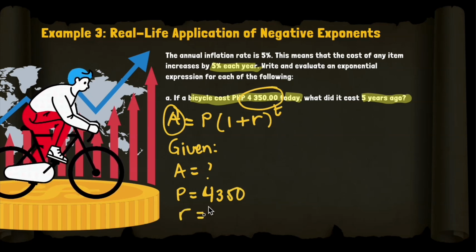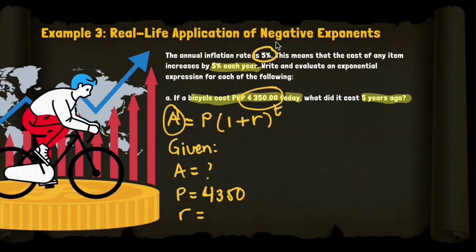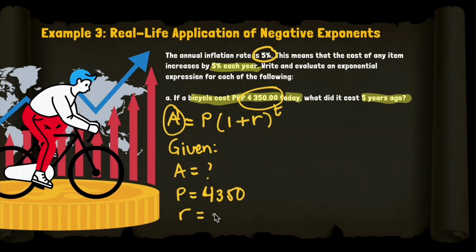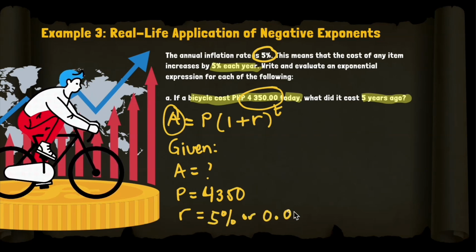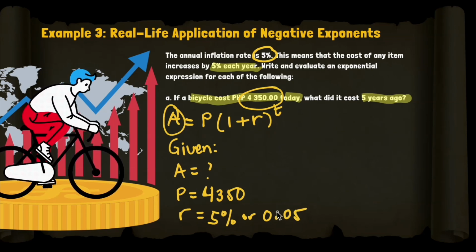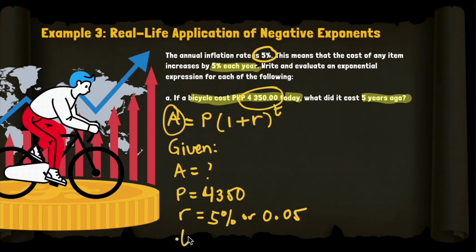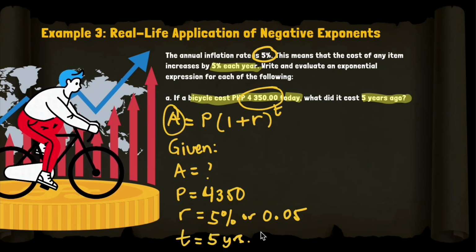Now, we have R. The R is the annual inflation rate. Imagine a 5% increase per year, that is already big, right? So, 5% is our R, which is written in decimal form, so 0.05. If you want to get 0.05, just divide 5 by 100. And then the time is 5 years, 5 years ago.